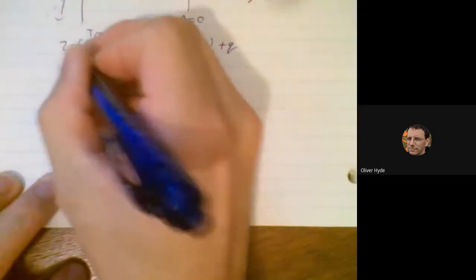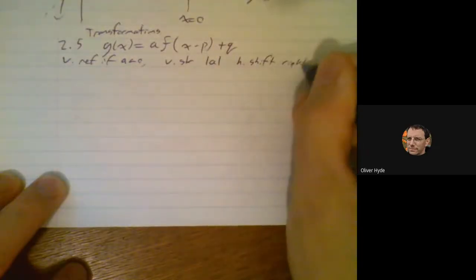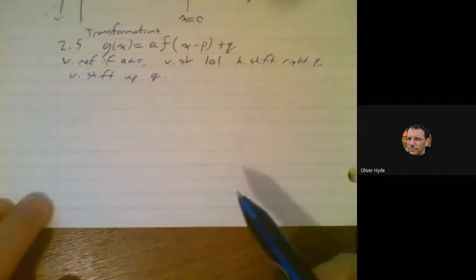We have a vertical reflection if A is negative. We have a vertical stretch by the absolute value of A, horizontal translation or shift. In the general case, assuming that we see x minus P is positive, we'll say right P, and vertical shift or translation up Q. Okay, we will talk about why that reversal occurs one more time here.